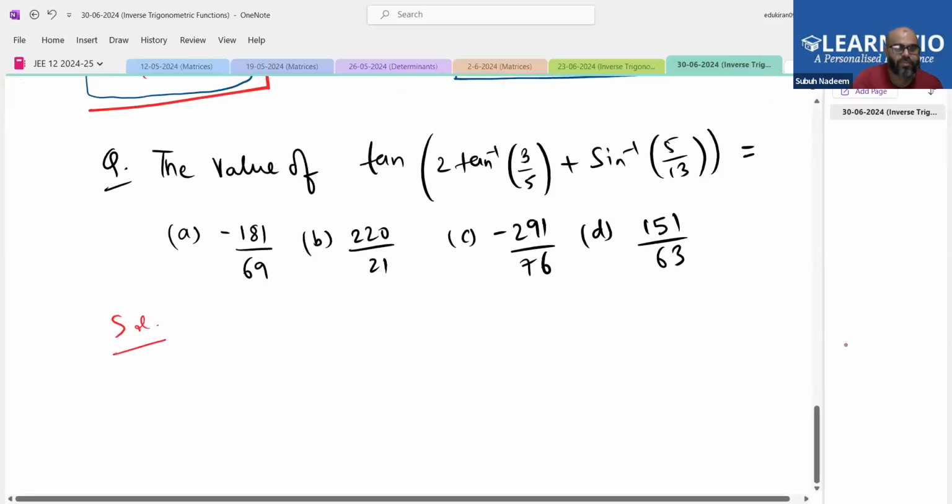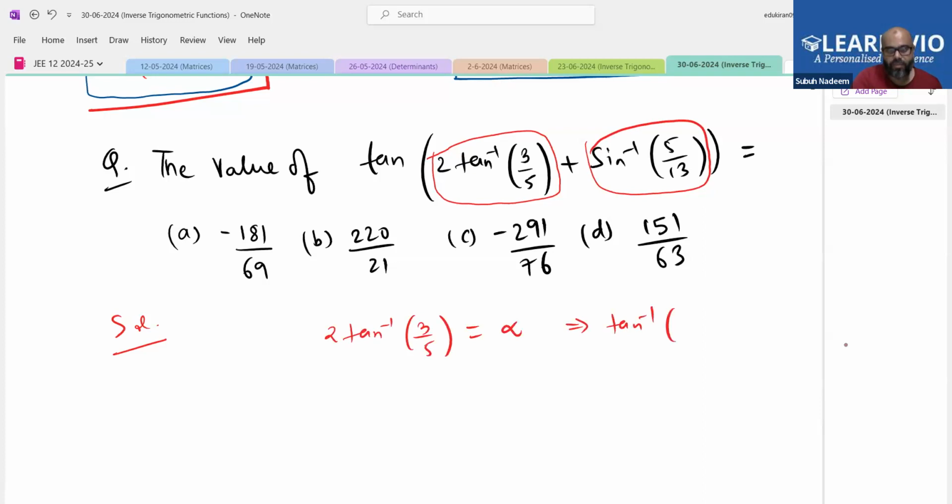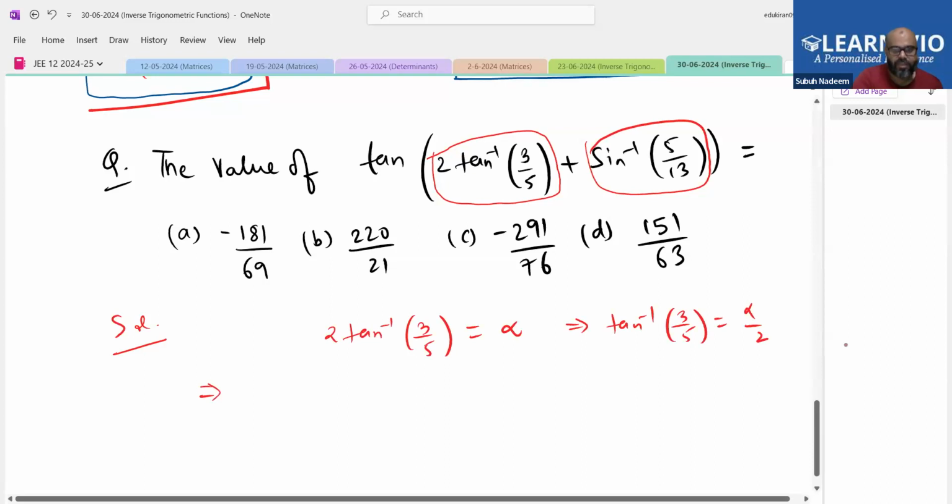So let us discuss. The first thing is that this is 2 tan inverse 3 by 5, and this is sine inverse 5 by 13. Our first task is to change them into tan inverse. For the first one, 2 tan inverse 3 by 5, let it be equal to alpha. So tan inverse 3 by 5 will be equal to alpha by 2, which means 3 by 5 is equal to tan alpha by 2.